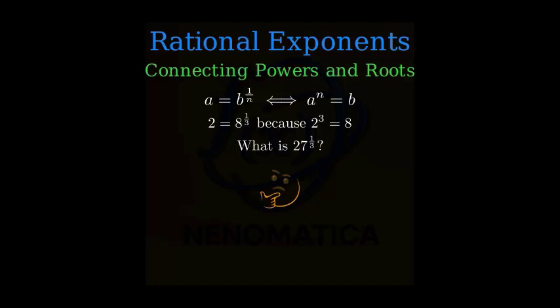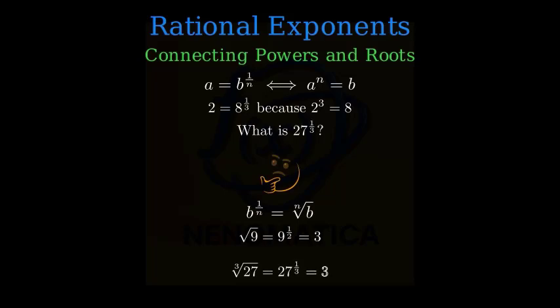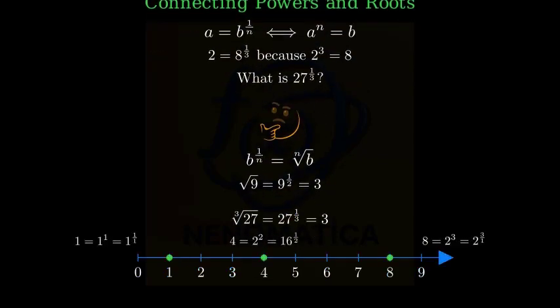Rational exponents are related to radicals or roots. b to the power of 1 over n is equal to the nth root of b. This gives us another way to express roots using exponent notation. For example, the square root of 9 equals 9 to the power of 1/2, which equals 3. The cube root of 27 equals 27 to the power of 1/3, which equals 3. Let's visualize this with a few more examples.